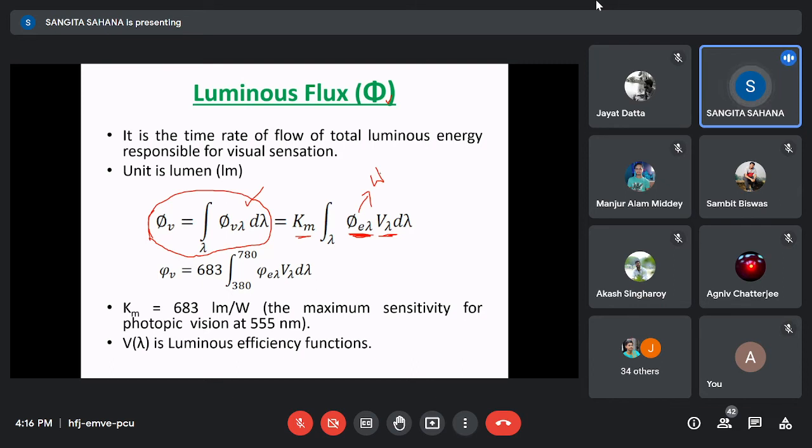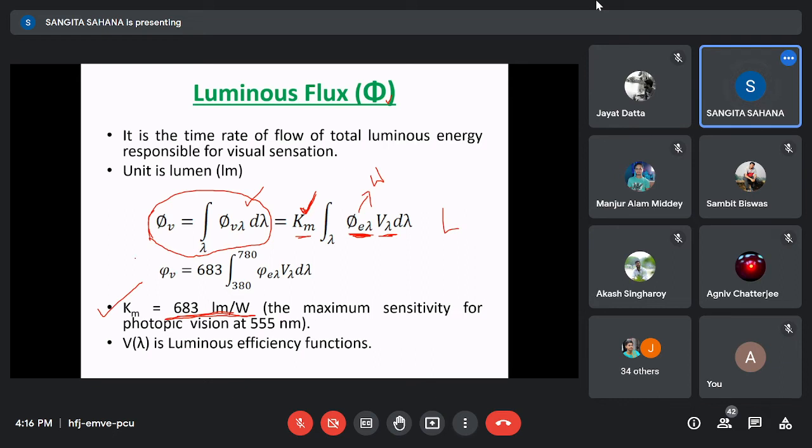Now just to get the luminous flux in lumen, you have to multiply with Km. Km is nothing but the maximum sensitivity of the photopic vision at 555 nanometer, which is 683 lumen per watt. So my phi lambda was in watt, V lambda is unitless, you multiply with Km in lumen per watt. So now we will get the luminous flux in lumen.